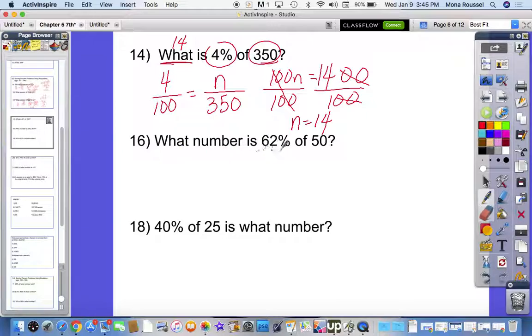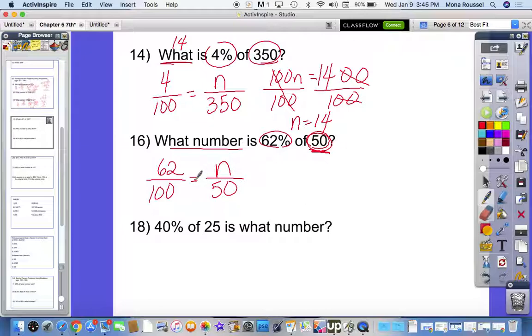On 16, what number is 62% of 50? We have the percent given to us, so we'll start with the percent as we've been doing on all the others. 62% is 62 to 100. 62% of 50, so 50 is our total. Remember, whatever we're finding the percentage of, that's the total. And the "what number" is the unknown, that's our variable.